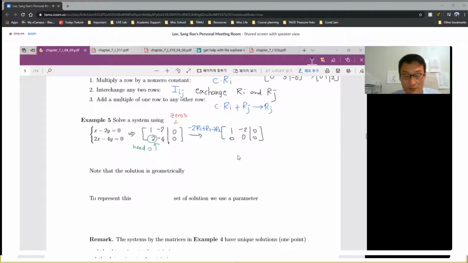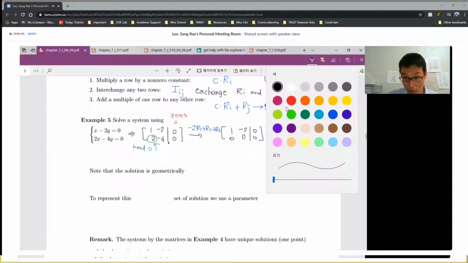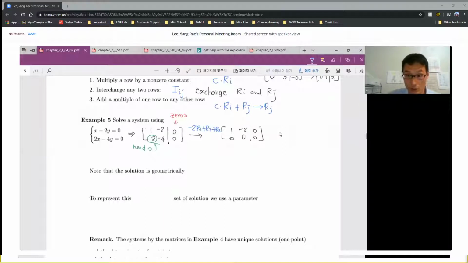Everything is 0. Good. Do you think there is any further operation? Do you see anything else to do? No more operation, so we stop there. So let me write here: no more operation. And actually we are done.